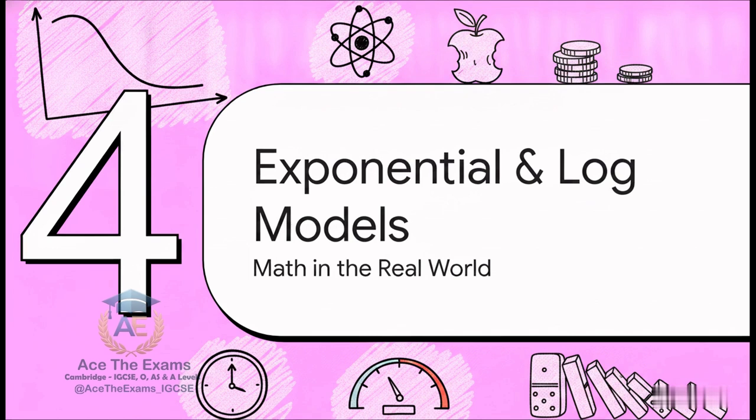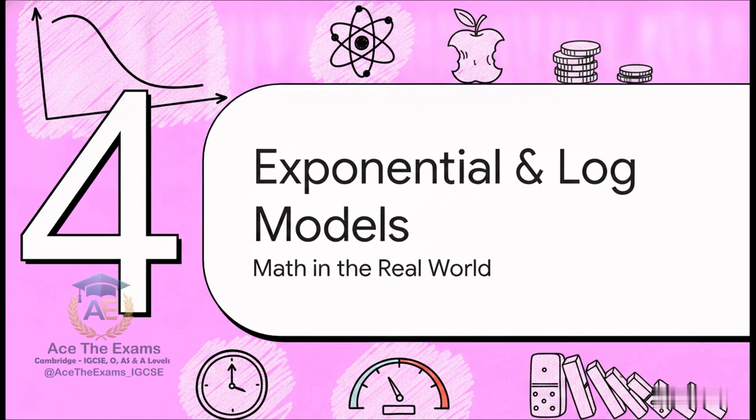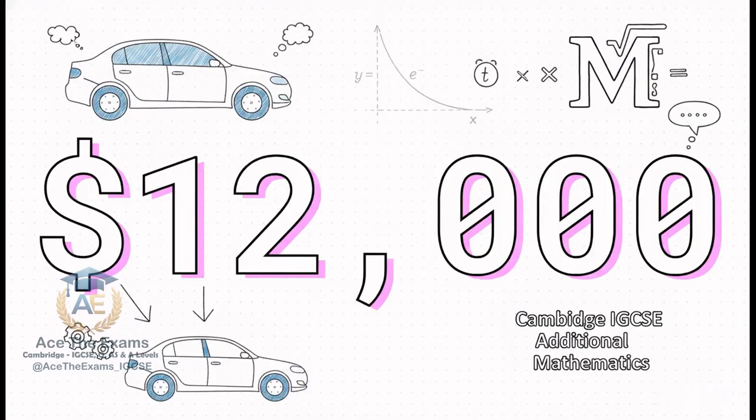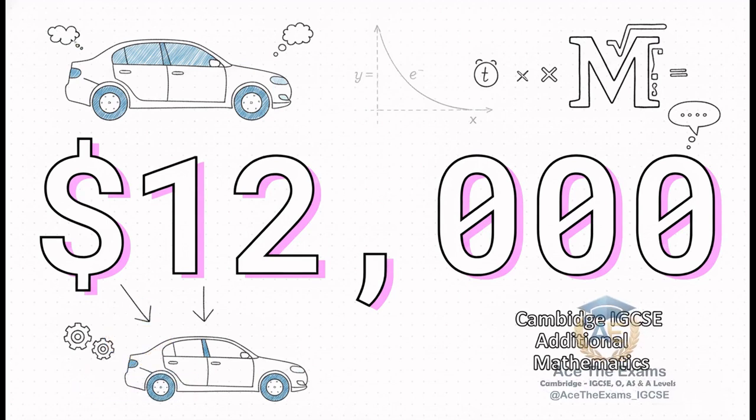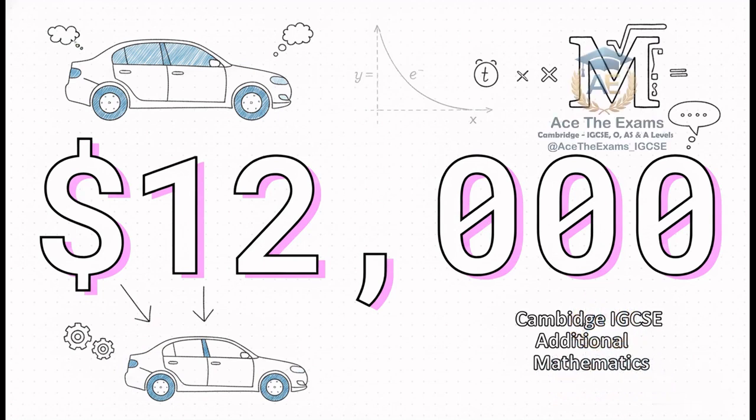Finally, Section 4, Exponential and Logarithmic Models. This is where we apply the math to the real world. $12,000. That is the exact starting value of a car when it rolls off the lot brand new. In question 8, the examiner gives us the model, v equals 12,000 times e to the power of negative 0.2t. Think about it. When time t equals 0, meaning the car is brand new, e to the power of 0 is just 1. That leaves us boldly with that initial $12,000 value.